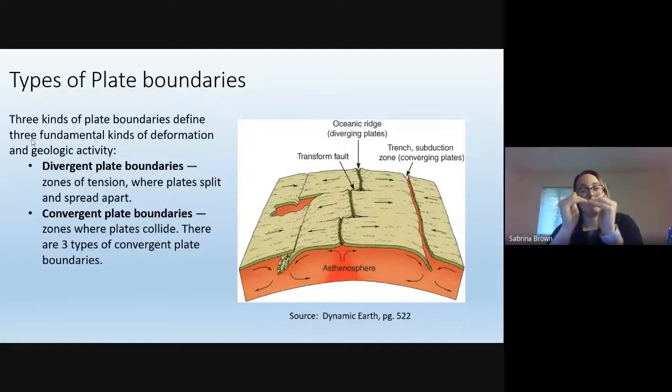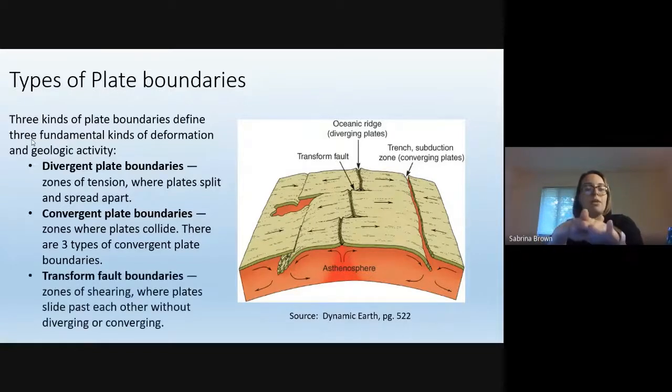At convergent plate boundaries, this is where two plates are coming together or converging on each other. There's actually three different types of convergent plate boundaries. And then at transform boundaries, we have plates moving next to each other, sliding past each other. They're not moving apart or together, they're just moving past each other.